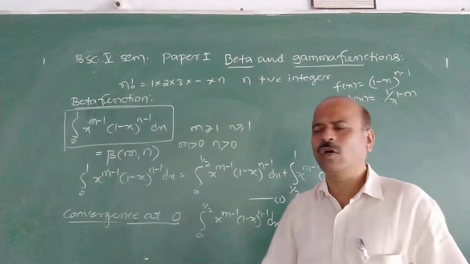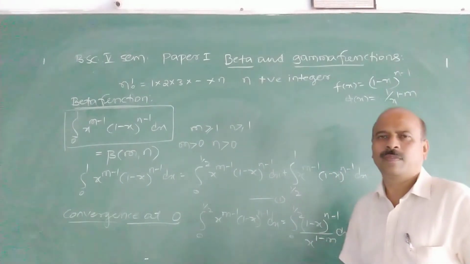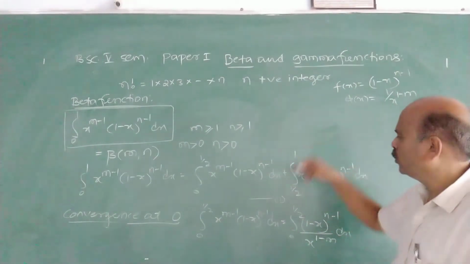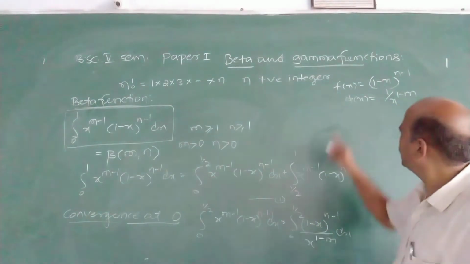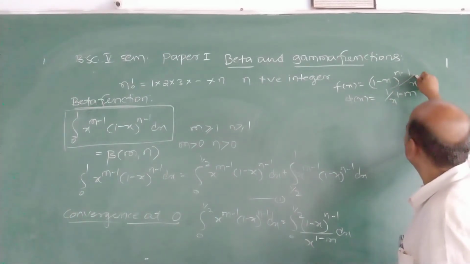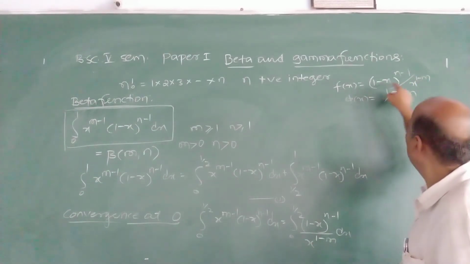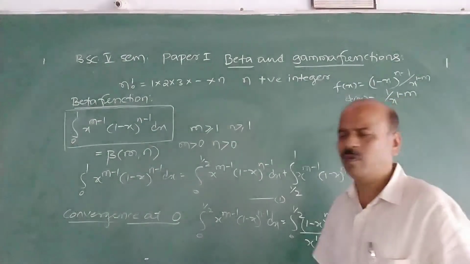You know the technique of testing the convergence; you have studied it in detail. We use the comparison test here. We take f(x) = x^(m-1)(1-x)^(n-1) upon x^(1-m), and phi(x) = 1 upon x^(1-m).